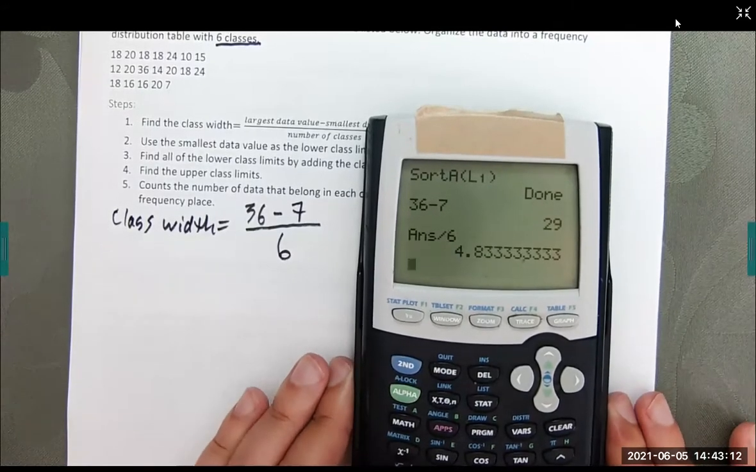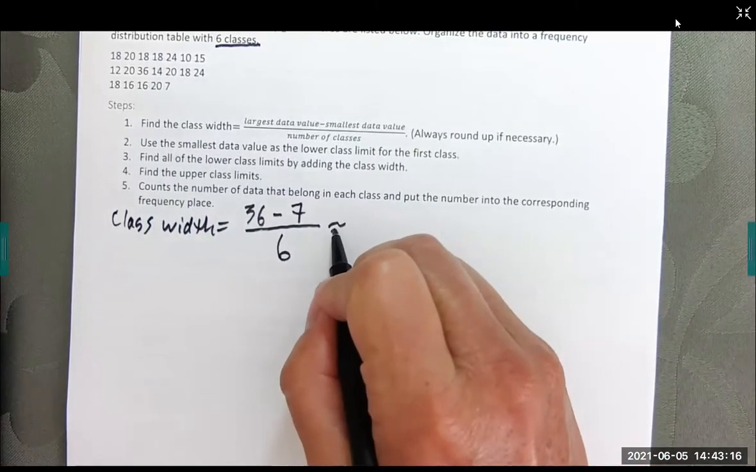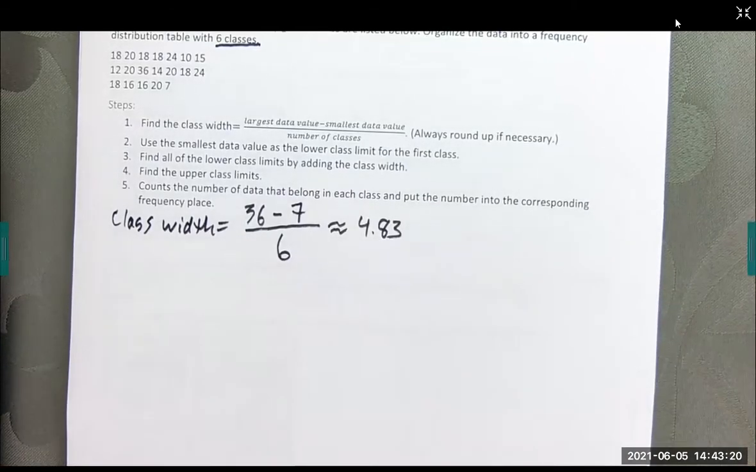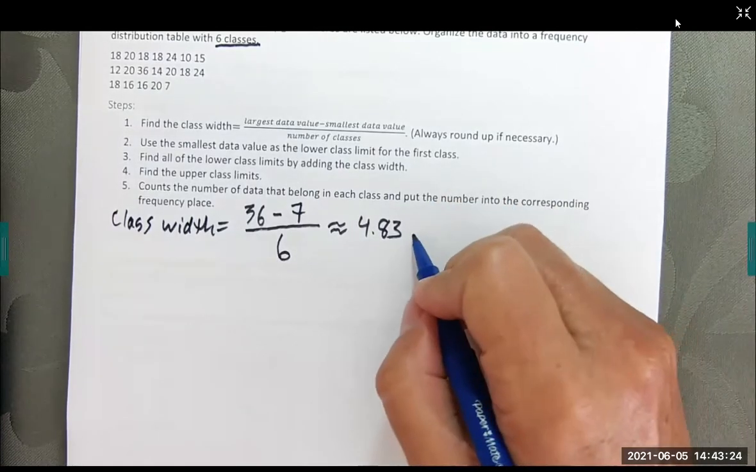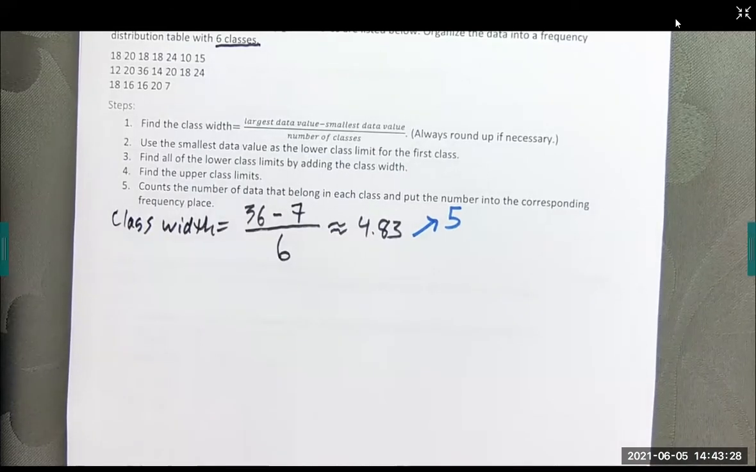Now you'll notice we didn't get a whole number, which is fine. So that's about 4.83. And here's the thing that we need to remember. We always need to round up. So what's the class width? It's going to be 5. That's going to be quite relevant here.